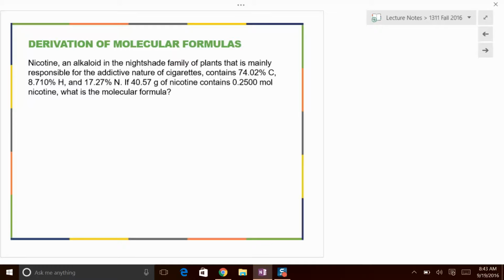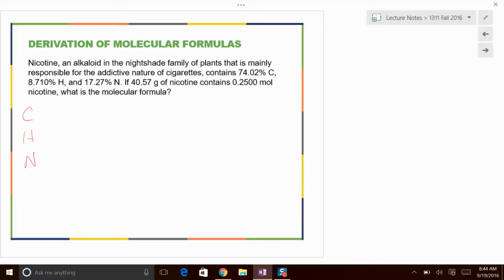We have carbon, hydrogen, nitrogen. Now these are not in gram amounts this time. They're in percentages. But guess what? You're going to do everything the same. Because what I am considering here is that this is simply out of 100 grams. Let's just say it's a 100 gram sample. Okay, that's what we're going to assume.